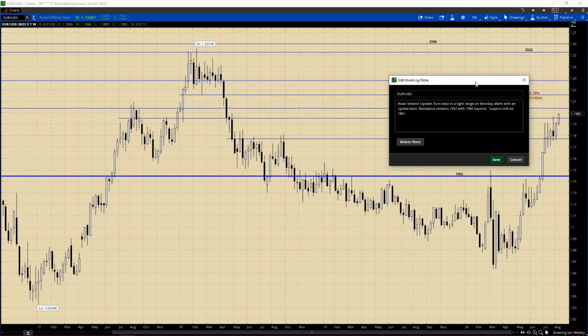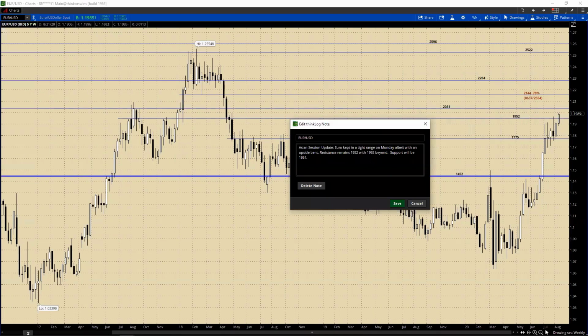So the euro kept in a tight range on Monday, albeit with an upside bent. Resistance remains 1952 with 1992 beyond. Support will be at 1861. It was 1992 beyond because we were still holding 1952. Or actually, I think when I did this in Asia, we were at 1938, so I put 1952 with 1992 beyond. You can see up here the top of this little zone is going to be 2031, but at least for now, we'll just stick with 1992 as the beyond level.